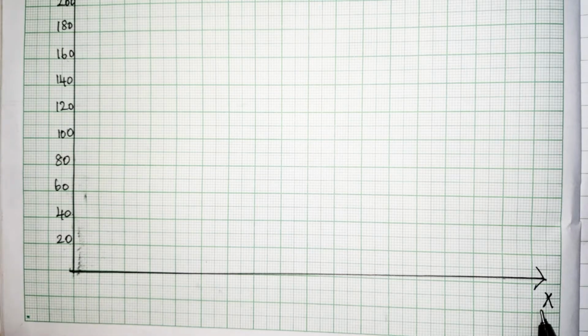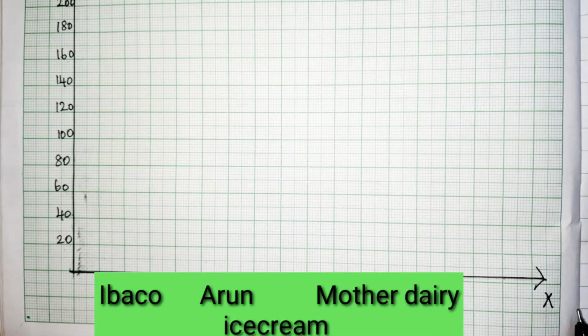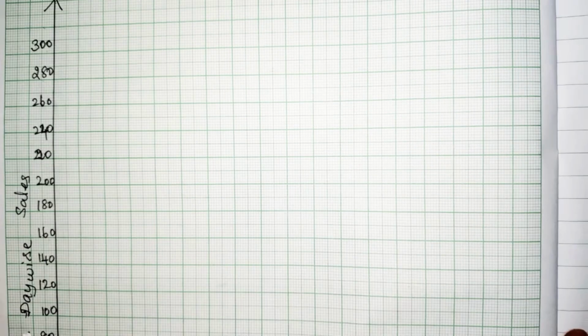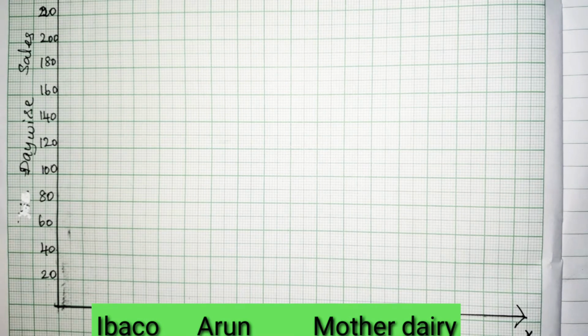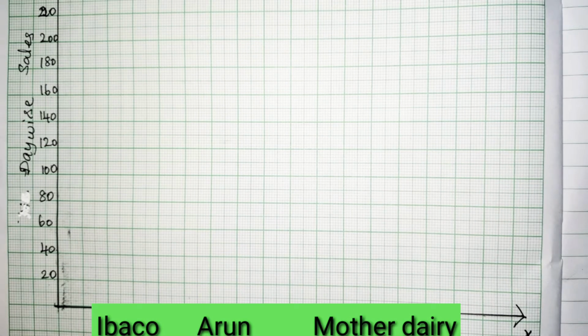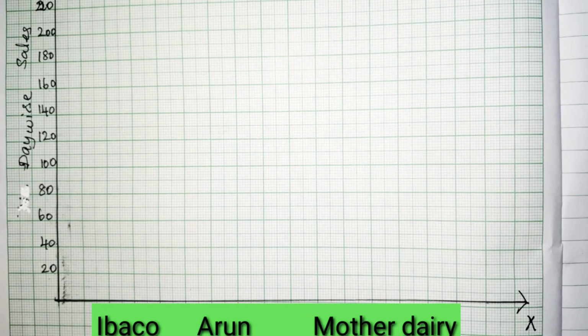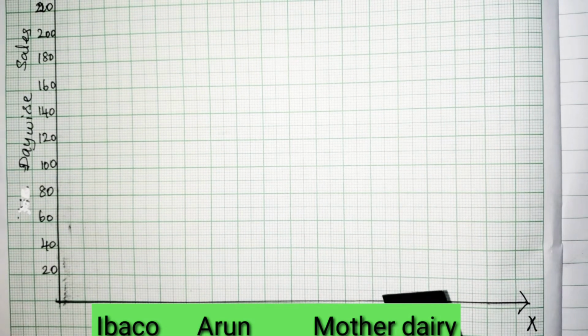For a subdivided bar diagram, the horizontal line X represents three different companies. Y represents day-wise sales. Here the day-wise totals for the companies are 290, 265 and 295, so you have to take the values up to 300. The first company is Ibaco, the second company is Arun Ice Cream, and the third company is Mother Dairy. Remember that you have to give equal width for the companies.